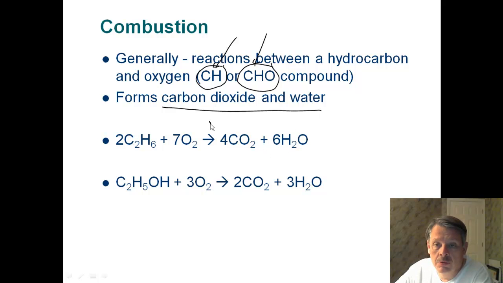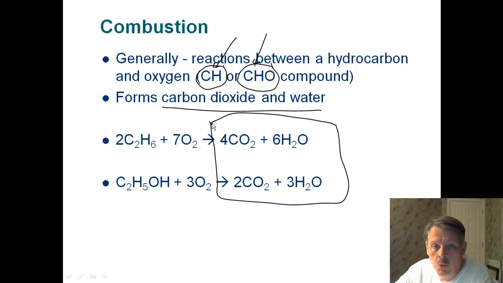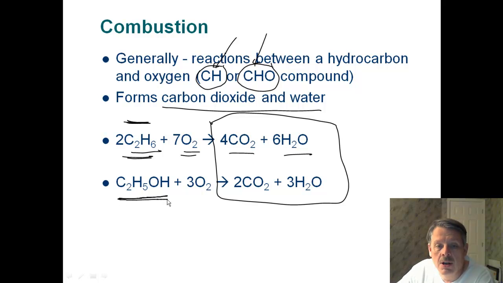If we look on the right-hand side, at our products, they're both carbon dioxide and water. On the left, we have something called ethane, and ethane is mixed with oxygen to produce carbon dioxide and water. You'll notice that ethane is simply a carbon-hydrogen compound. Or we could have ethanol, also known as ethyl alcohol, combined with oxygen. It still produces carbon dioxide and water, but you'll notice there is an oxygen in this compound as well.